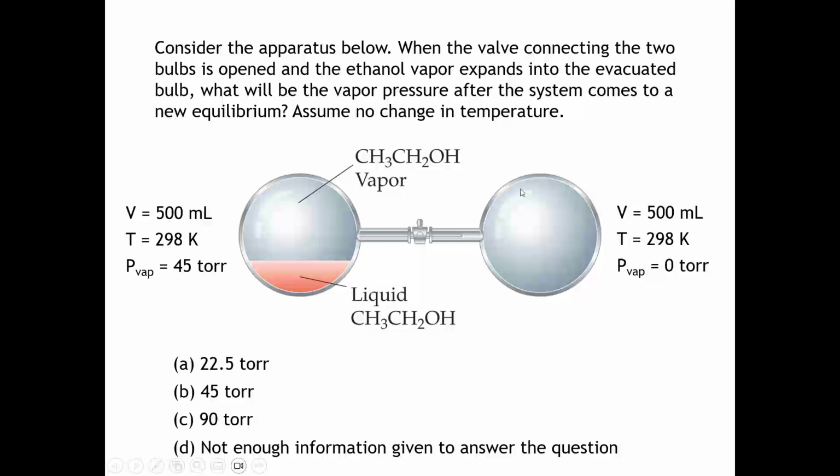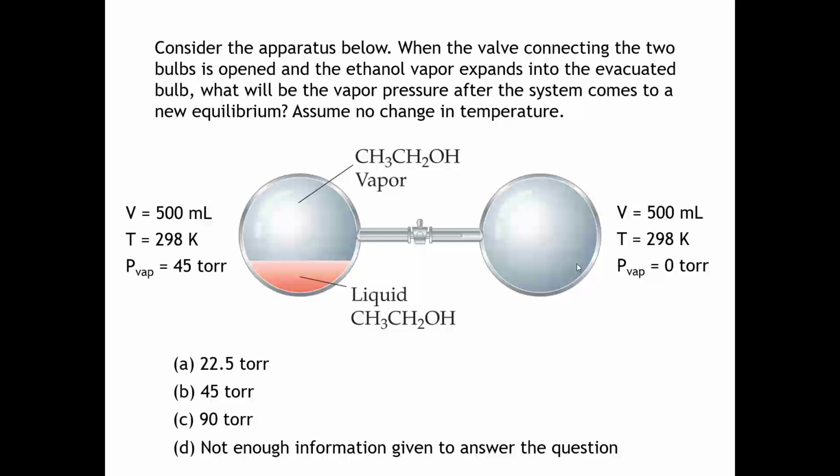Now, if this is connected to an empty bulb, one that doesn't contain any ethanol, and has the same volume and the same temperature, what's going to happen when we open this stopcock and allow the two cylinders to mix? That will allow molecules of ethanol to come over to this side of the container. If we do that and then we let the system come to equilibrium, what is going to be the pressure after it comes to equilibrium? Your answer choices are given below. I want you to make a choice and then come back and we will discuss the answer.